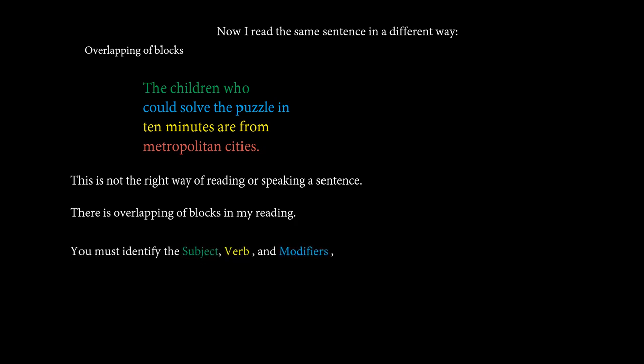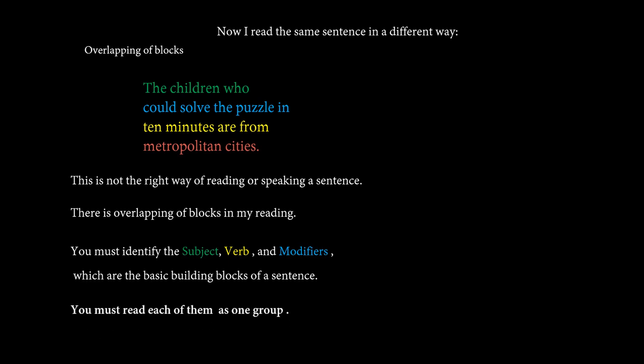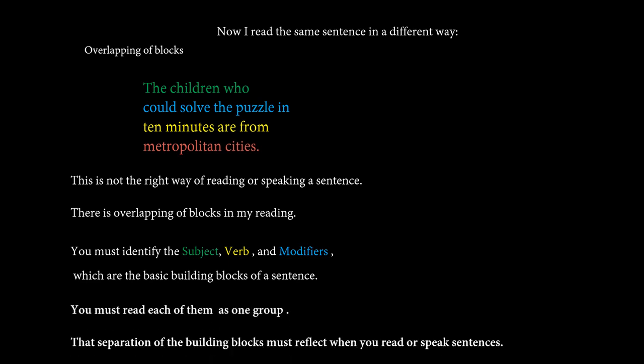To speak English clearly, you must identify the subject, verb, and the modifiers, which are the building blocks of a sentence. You must read each of them as one group. That separation of the building blocks must reflect when you read or speak sentences.